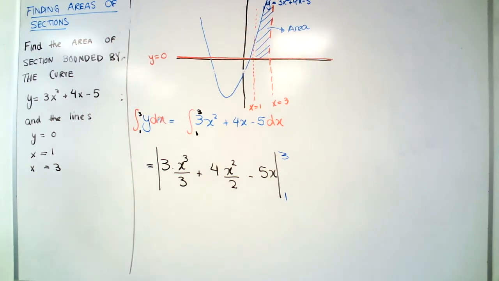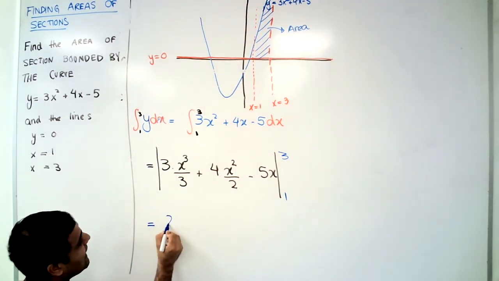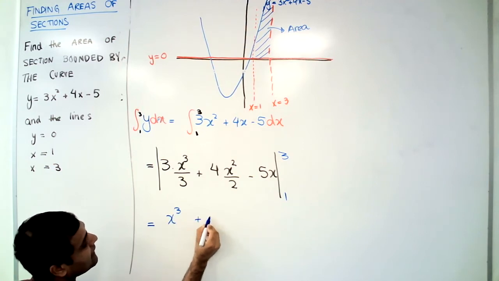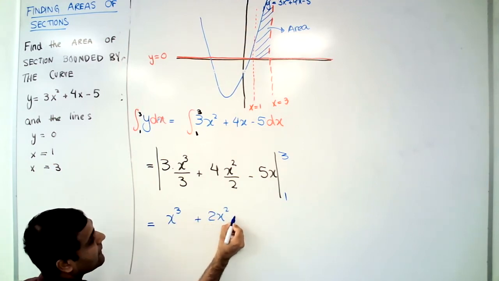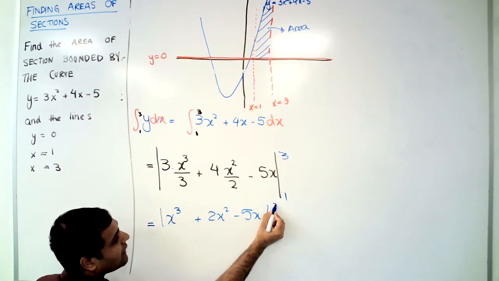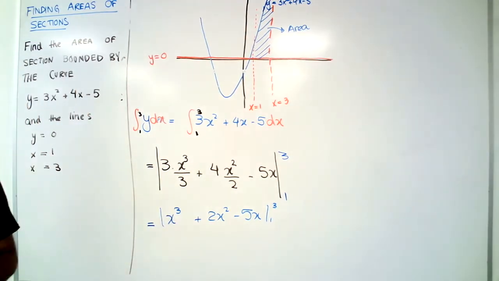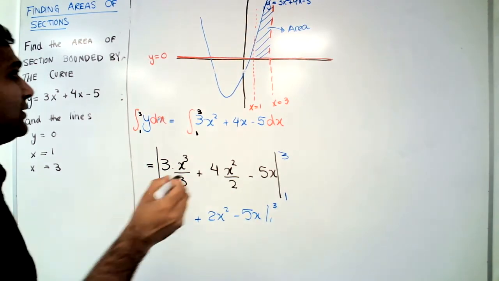Now I can simplify this. That becomes x cubed plus 2x squared minus 5x, and these lines are still there, 1 and 3. And I tell you what to do now. Now we apply the limits. How do we apply the limits? I'm just going to do the limits on this side.